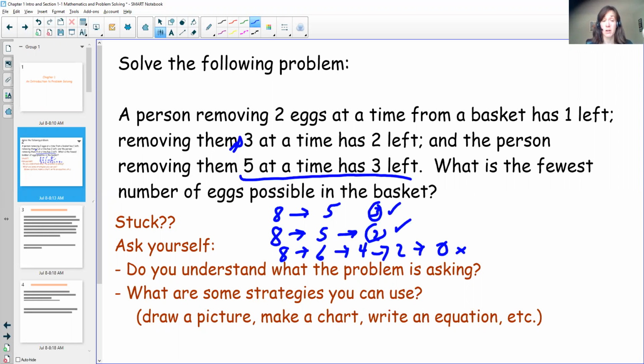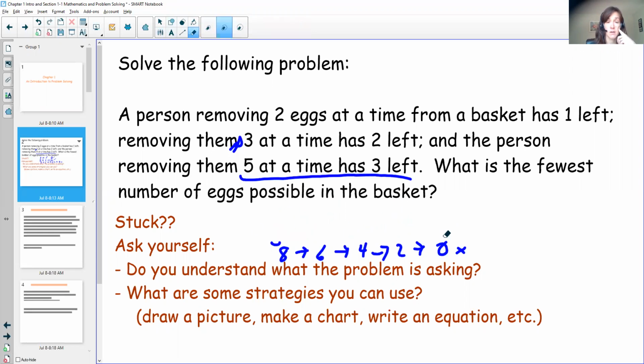What did we learn? I learned that the number of eggs in the basket can't be even, right? Because by definition, even numbers are counting by 2s. So if I'm taking 2 eggs at a time out of the basket and I need to have 1 left, it's got to be an odd number of eggs. So that's good to know. All right, well, 8 didn't work. Let's erase that.